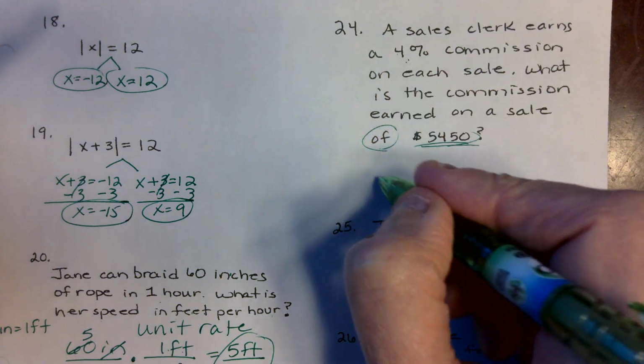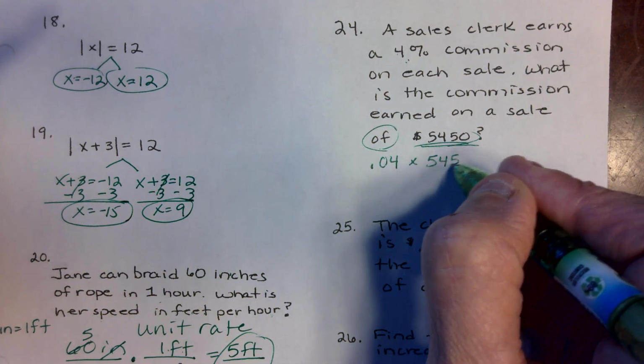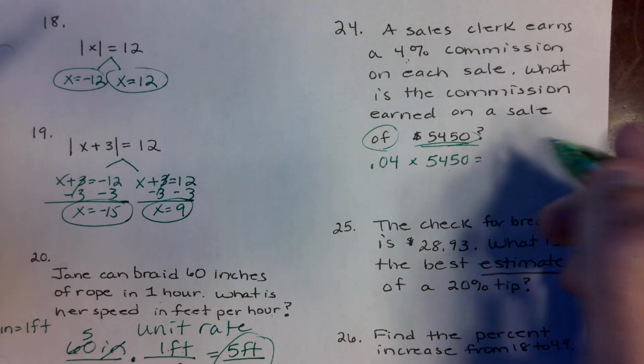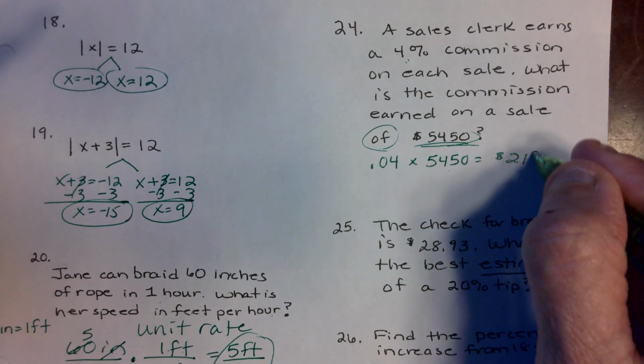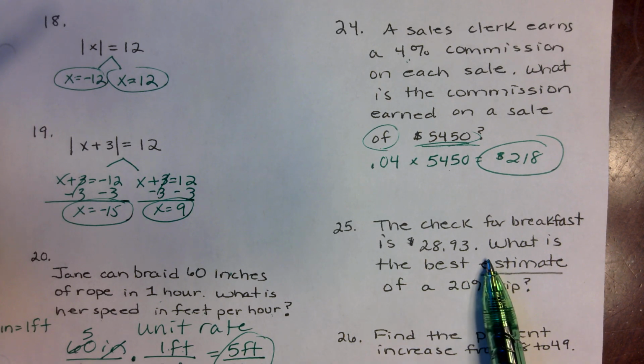So change that to a decimal. So it's 0.04 times $54.50. And the answer is $2.18.